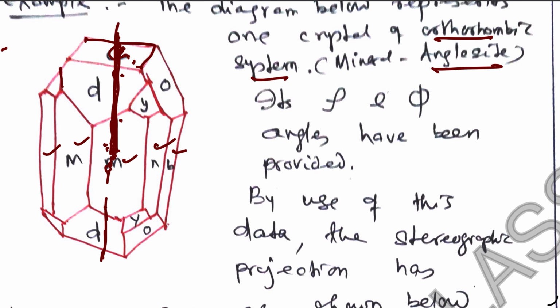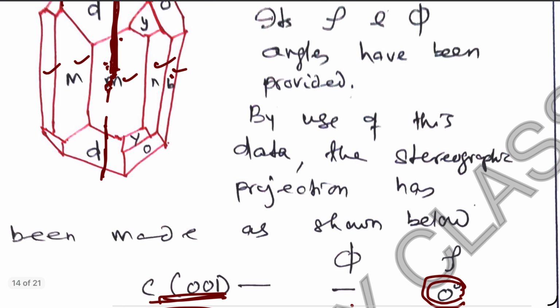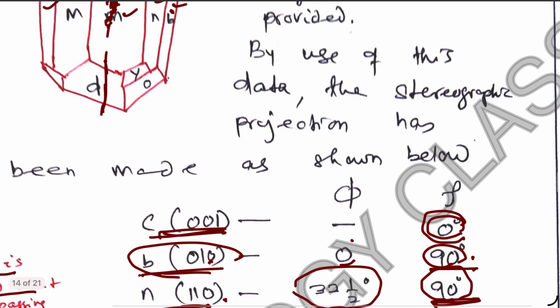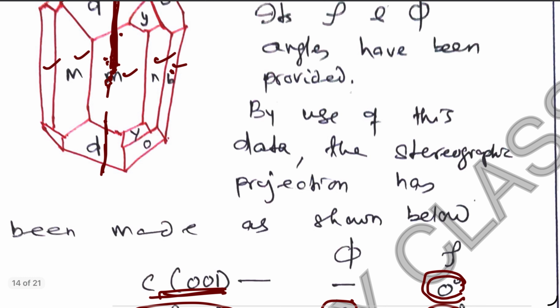So this plane is plotted at the center. Its rho is 0. Its rho is 90 degree. And the 0, 1, 0 face, B face. B face is the starting meridian. Its phi angle is 0. And this N face is a little distance away. So this is the equatorial plane.